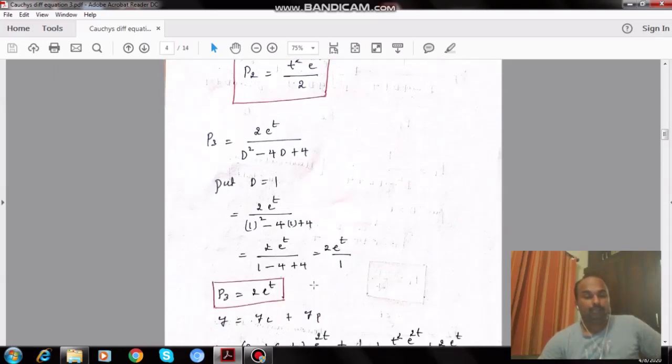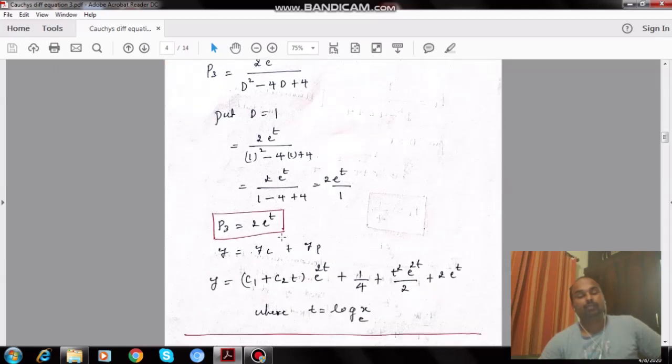Now P3 is given by 2 e power t by D square minus 4D plus 4. Since here we have e power t, we have to substitute D equals 1. So therefore 2 e power t by 1 square minus 4 plus 4. The plus 4 and minus 4 get cancelled, so the denominator will be 1. So therefore P3 is 2 e power t.